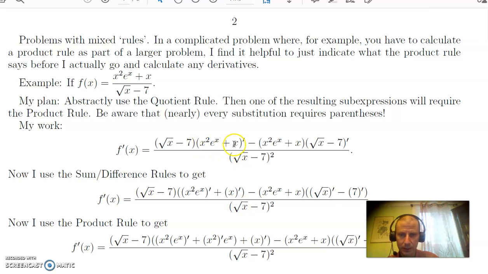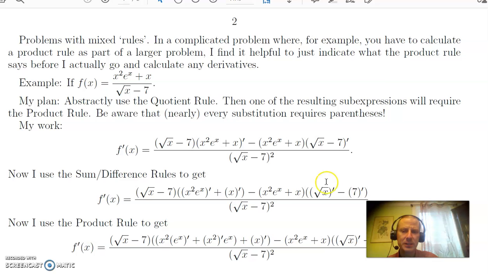Notice here, all I've done is, since the derivatives break up nicely over sums, I'm just taking the derivative of these two parts separately as seen here. And really, I'm not even taking the derivatives yet. I'm just noting that I need to take the derivatives. And I'm doing the same thing with the square root of x minus 7 here. I'm just noting that I have to take the derivative of each part.